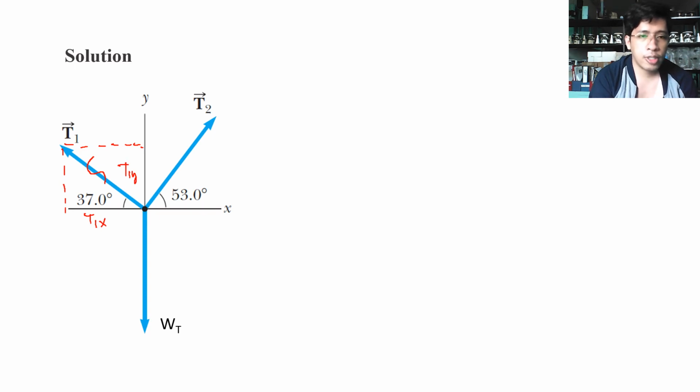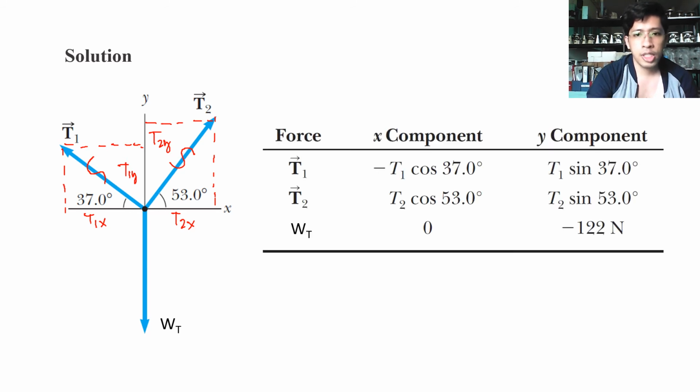The same case for your tension 2. We draw here a wiggly line to denote that we are decomposing your force, and project to the x-axis. We have here your T2x. Project along the y-axis, we have here your T2y. Your T1x is just an adjacent side, so we can use here your cosine identity. Your T1y is an opposite side of the triangle, so you can use your sine identity. The same is true for your T2 force.